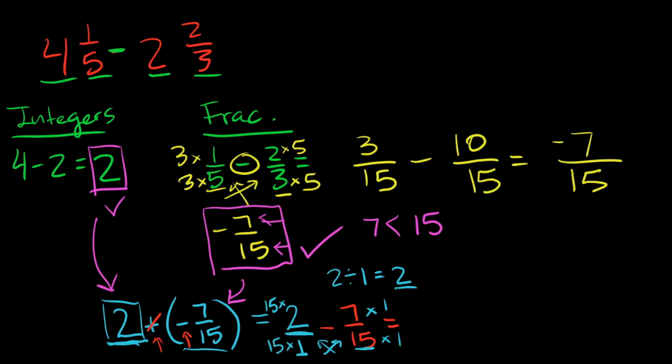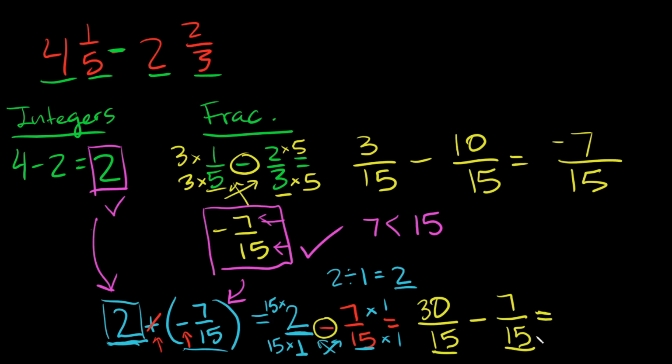So now let's evaluate this bad boy. All right, so what's 15 times 2? Okay, that's going to be 30. What's 15 times 1? That's 15, okay? And then we're subtracting, right? We have a minus here. So what's 7 times 1? That's 7. And what's 15 times 1? That's 15. Cool! Finally, thank goodness, we have the same denominator.